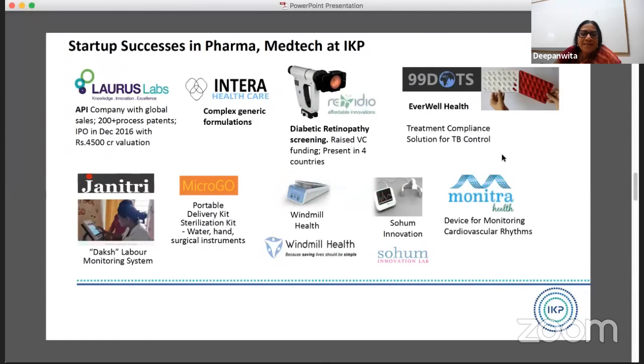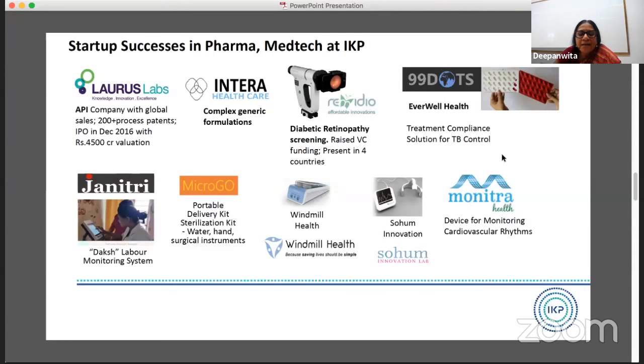Coming to the startup successes in pharma and medtech at IKP, this is just to tell you the kind of startups that we see in India today. Right from Laurus Labs, an active pharmaceutical ingredient company, our first incubating company. It had its IPO in December 2016 with a valuation of 4,500 crores. That's a great example of where a startup can move in 13 years in the difficult space of drug development. Of course, we have a large number of medical device startups.